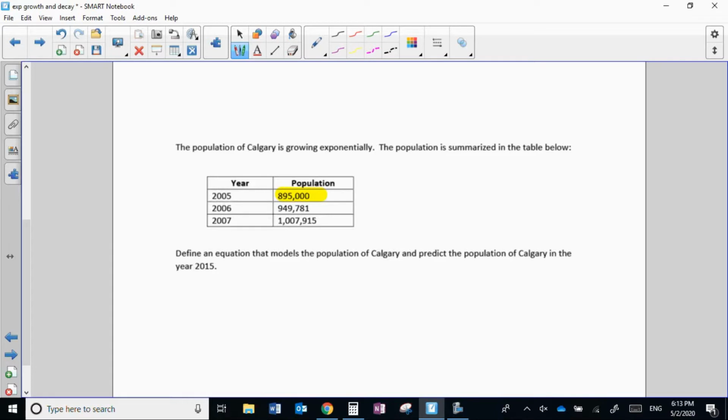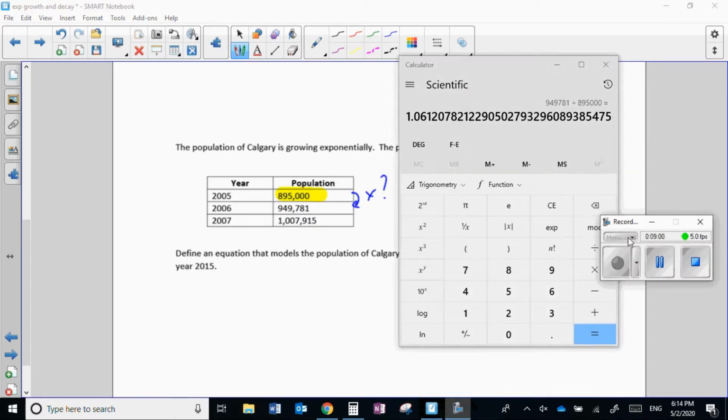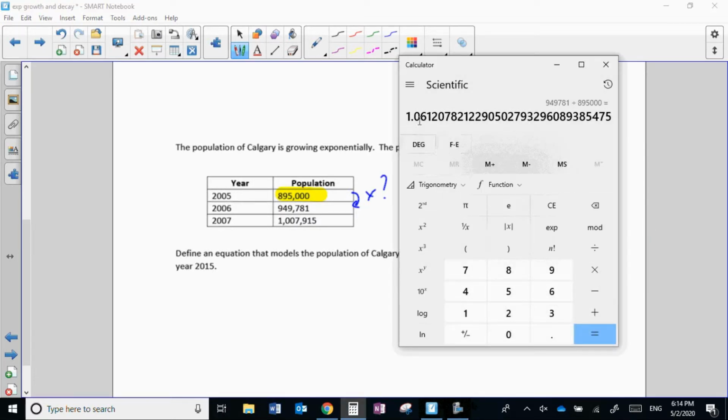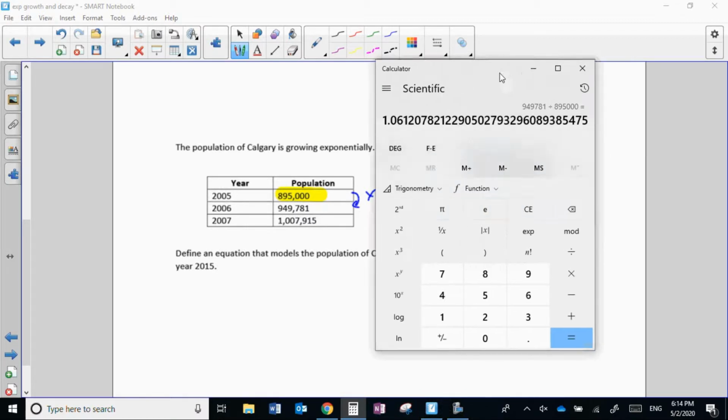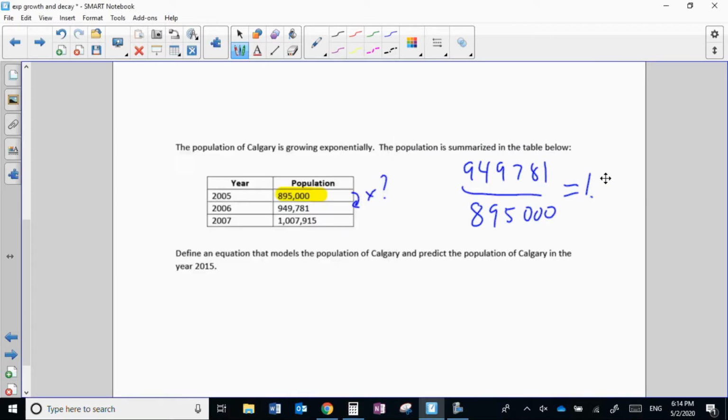What's the growth rate? Well, it's not that hard to calculate. We want to know what are we multiplying by each time. Well, to figure out what that answer is, we could divide. And that will give us a growth rate of 1 point. Let's just use my calculator to figure that out. So I get this number here, 1.061207. I'm going to round that somewhere. Let's just say 1.061, which corresponds to a 6.1% increase each year.